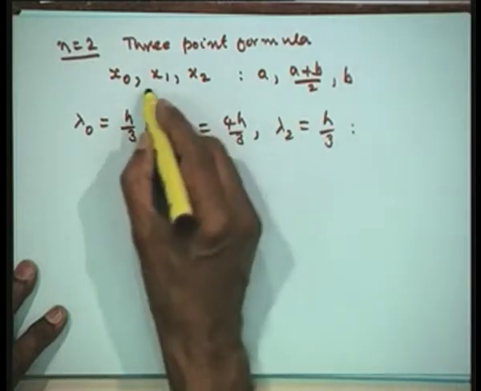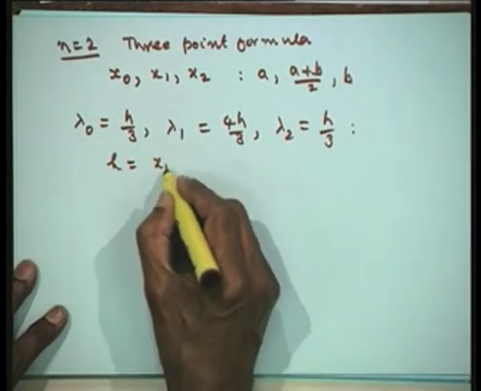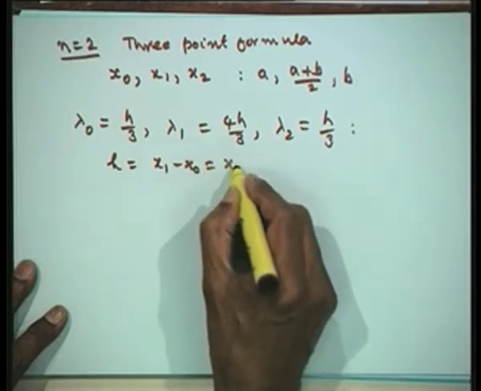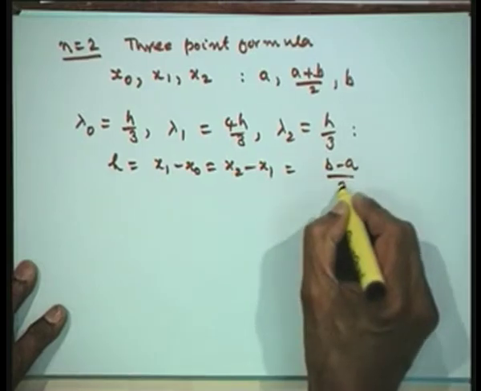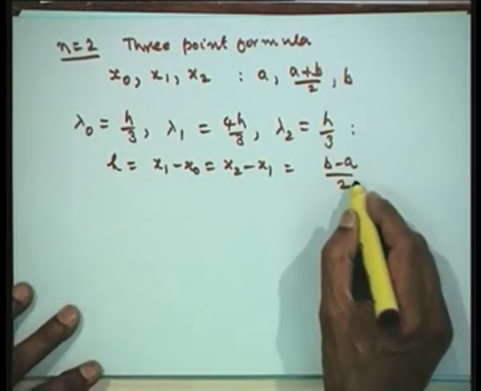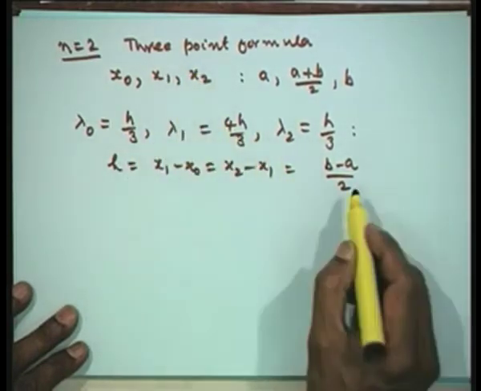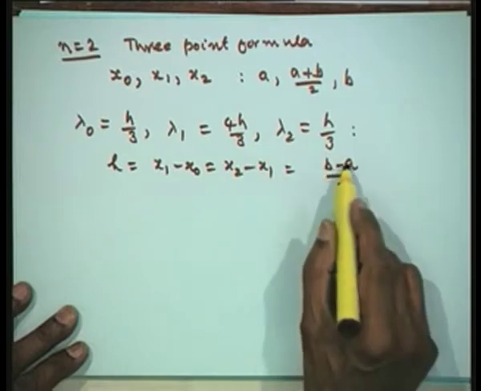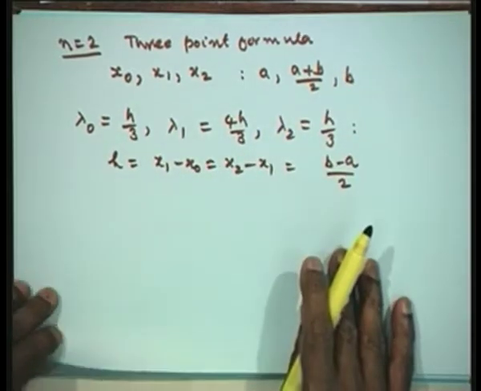H, of course, is the distance between x1 and x0, therefore h = x1 - x0, the same as x2 - x1, therefore this will be (b - a)/2. This is a 3-point formula. So, it will be 2 intervals, because the 2 intervals we are taking are x0 to x1 and x1 to x2, therefore the step length that we will have is (b - a)/2. So that it is divided into 3 equidistant points.